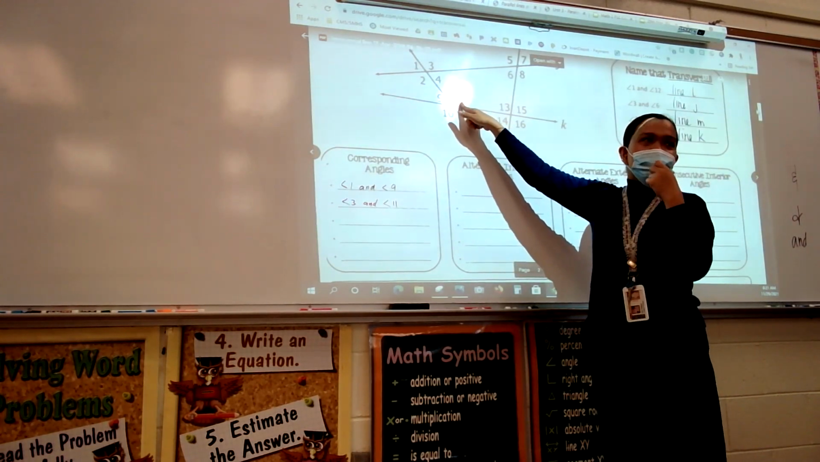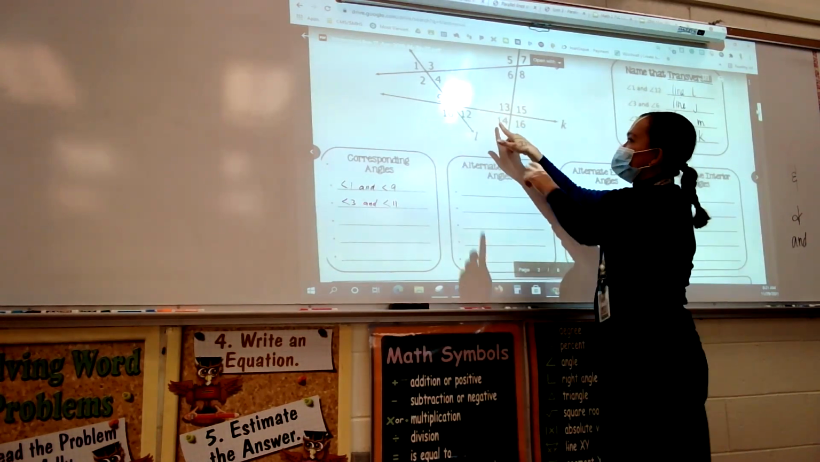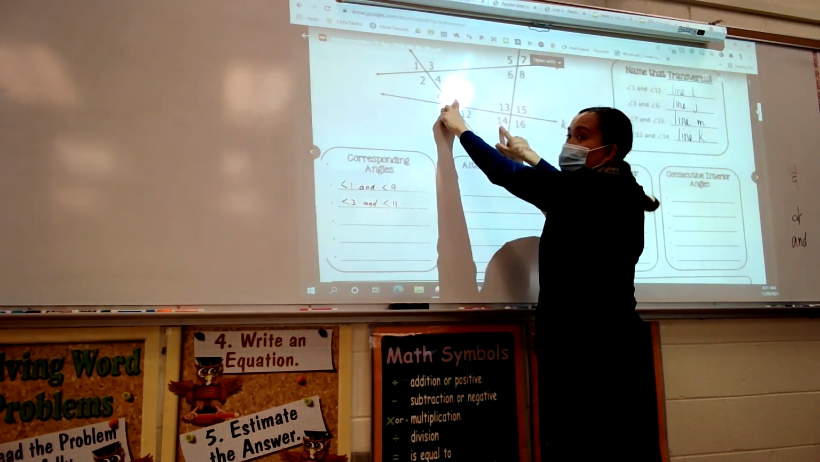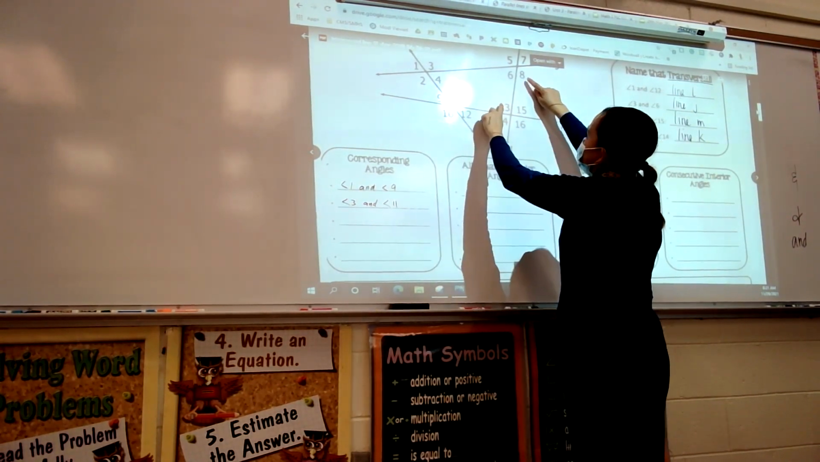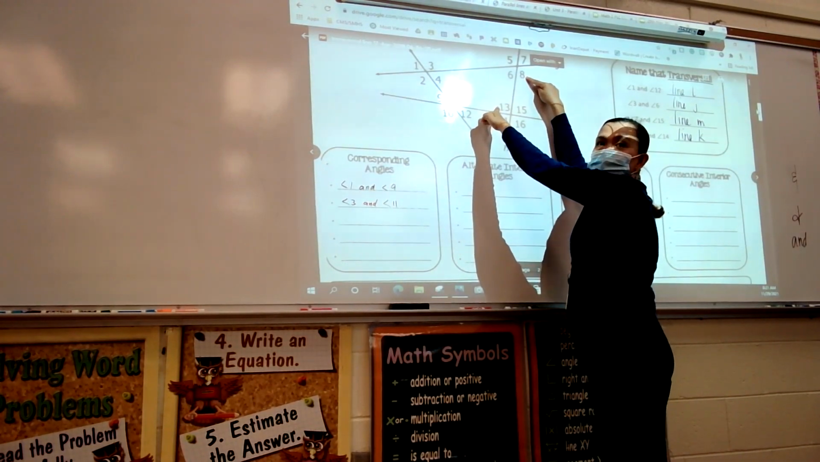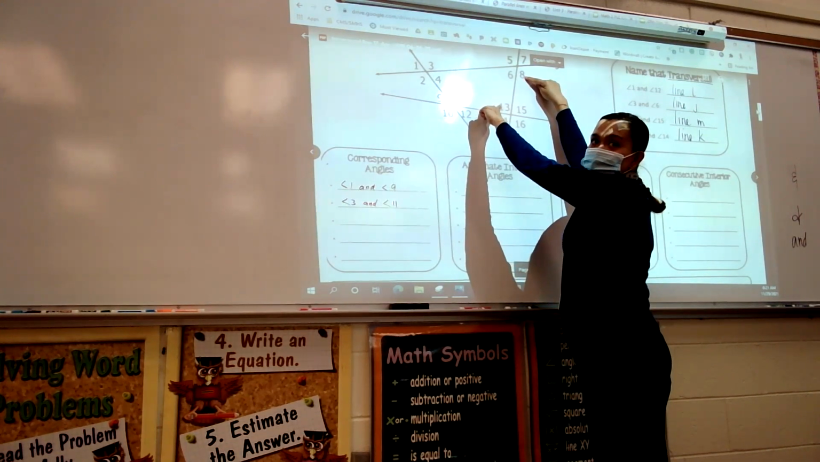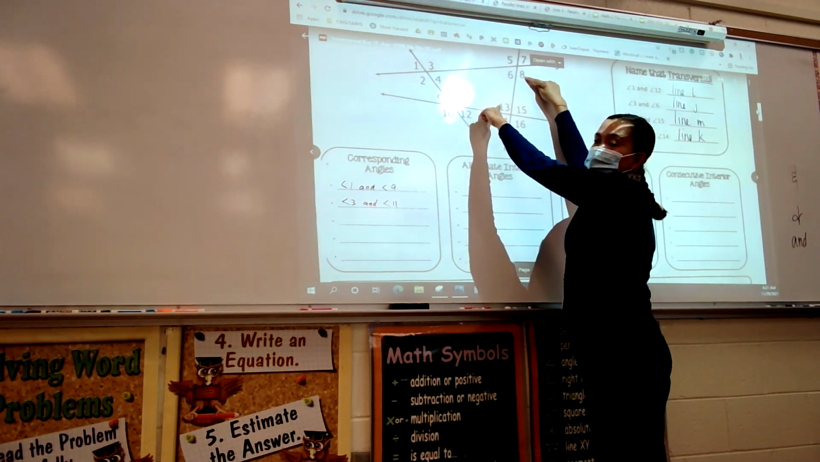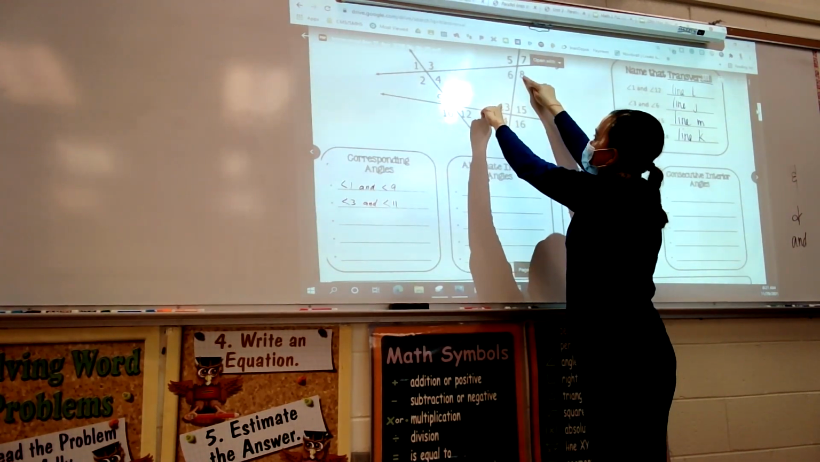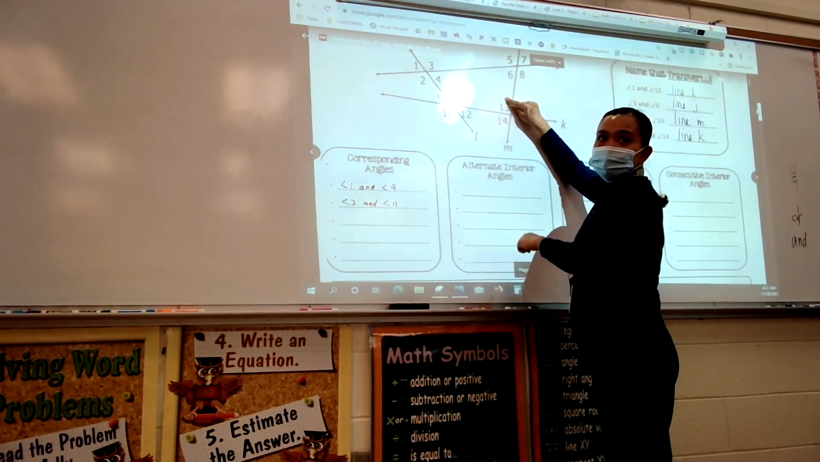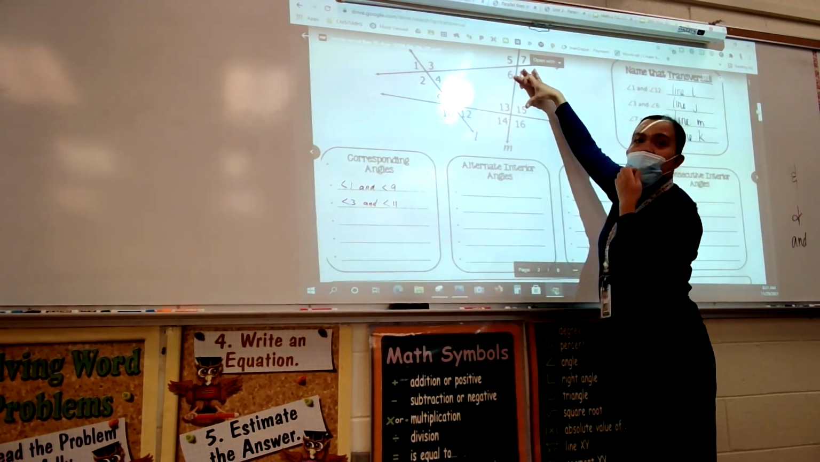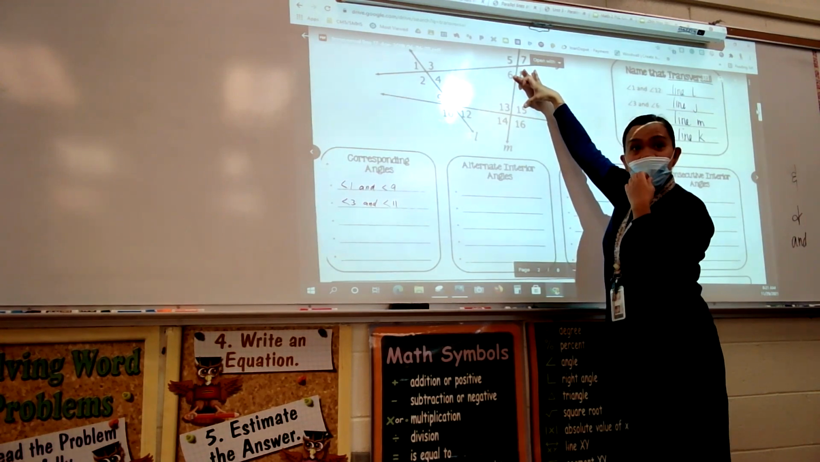14 and 11. Very good. That's alternate interior, right? Is this alternate interior? 13 and 8? Look at that. Yeah, it is. Carter, this is your transversal. There are interior. Okay, what about 6 and 15? Are they alternate interior? Yeah.